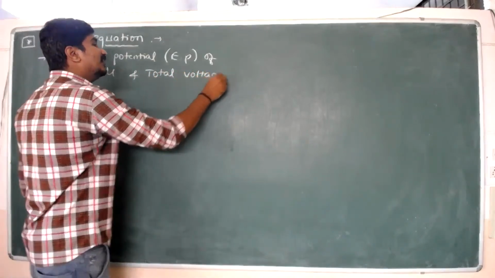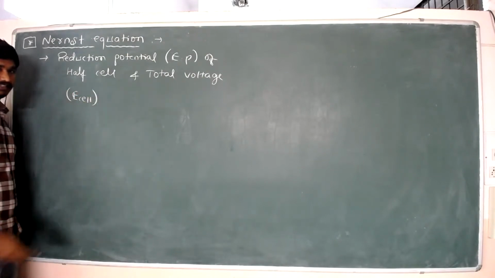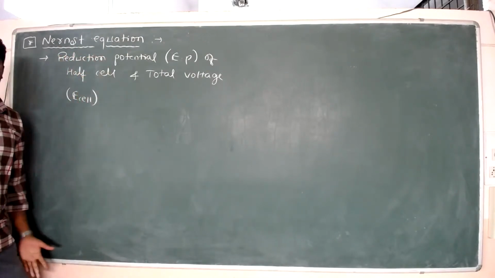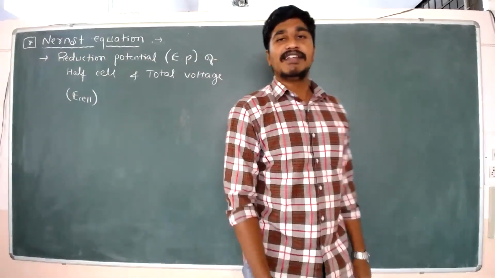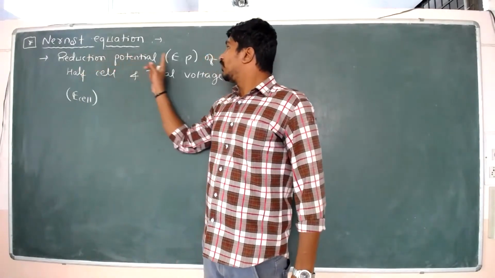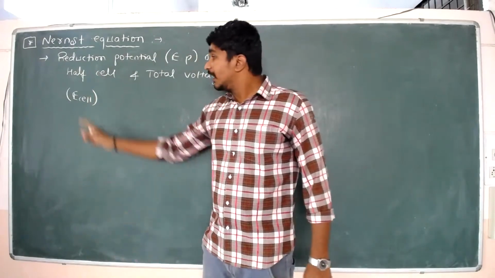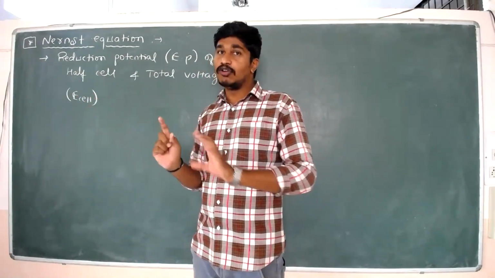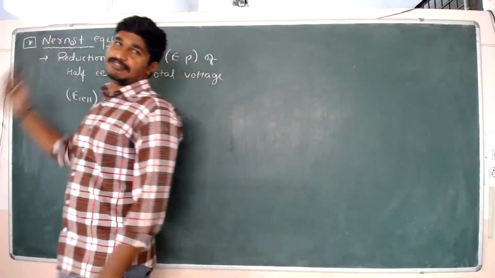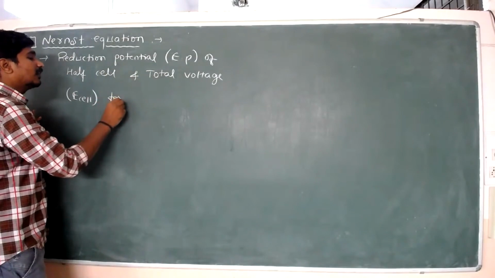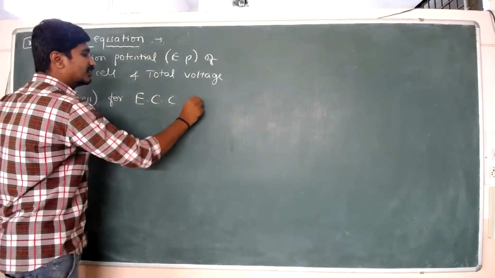Total voltage, that is E cell, the electrode potential of the complete cell, can also be calculated by using the Nernst equation. You can calculate the reduction potential or electrode potential of the half cell, as well as the cell potential, the total complete cell voltage, that is called total voltage or EMF. By using which equation? The Nernst equation. For which cells? Electrochemical cells at equilibrium. That is the condition at equilibrium.